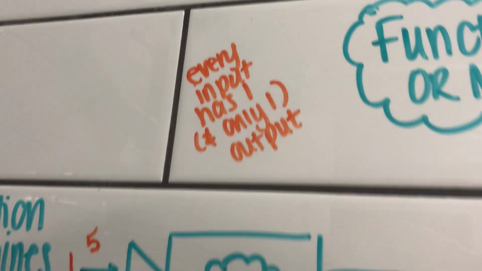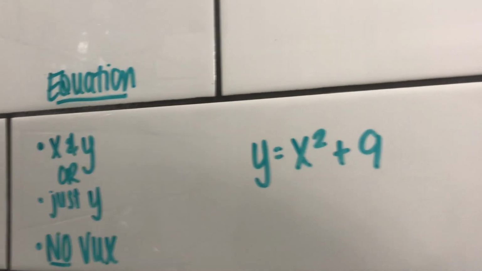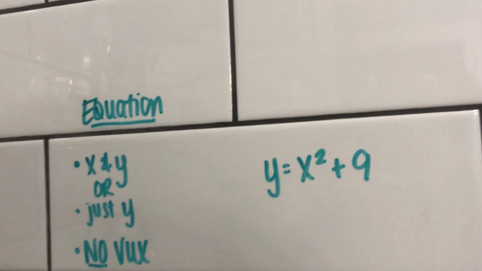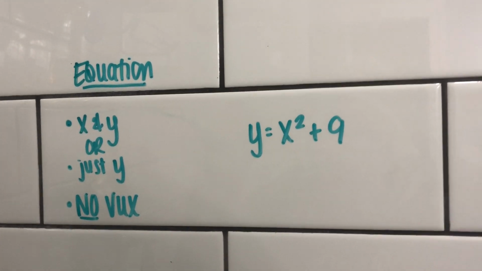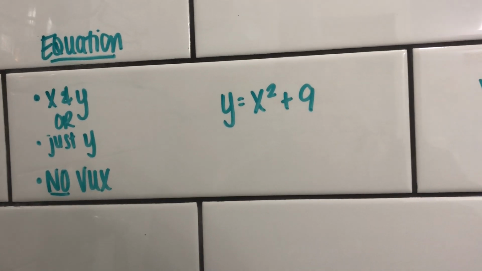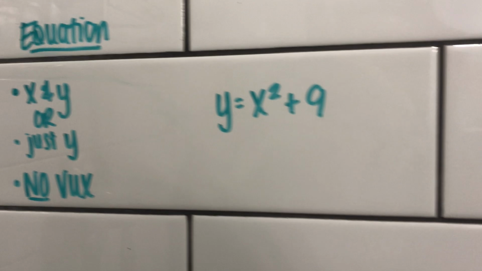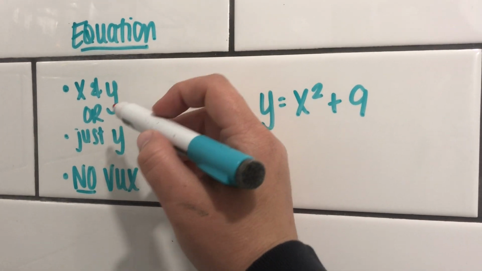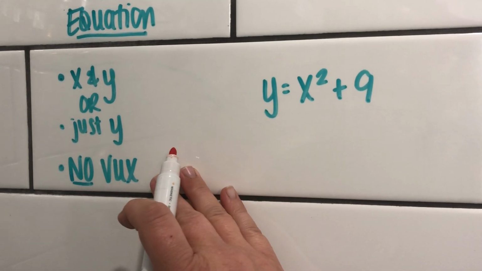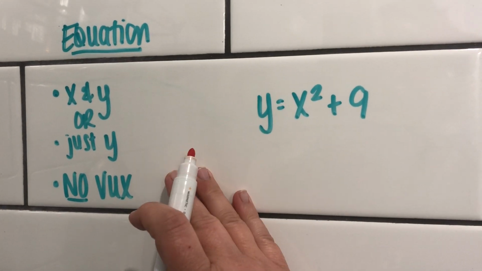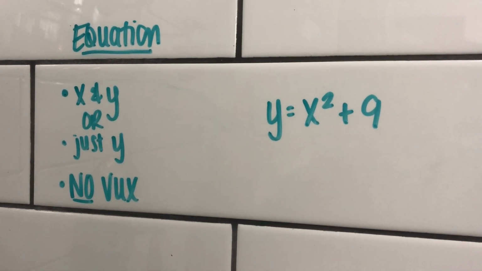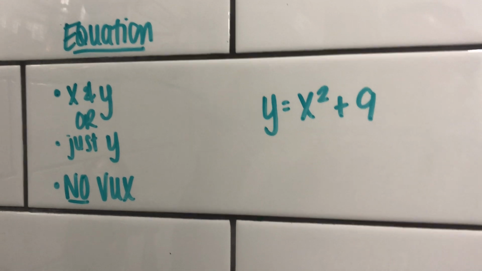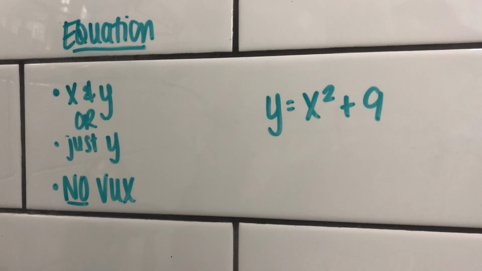So today we're going to look at it from an equation, from a graph, from a table or some ordered pairs, and also something new called a mapping diagram. So first, from an equation, we need to have an x and a y, or just a y. Vux equations are not allowed here, and we'll get to the why when we talk about graphs. That'll make a little more sense. So we're going to say no to Vux and yes to the others.